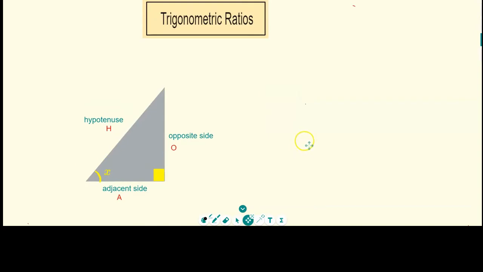Hi! As a follow on to my first video on trigonometry, this video will discuss trigonometric ratios. Trigonometric ratios are the ratios of the sides of a right-angled triangle with respect to any of its acute angles. This is a right-angled triangle with a little square which signifies a 90-degree angle, and with the three sides which are hypotenuse, opposite side, and adjacent side with respect to this angle x.